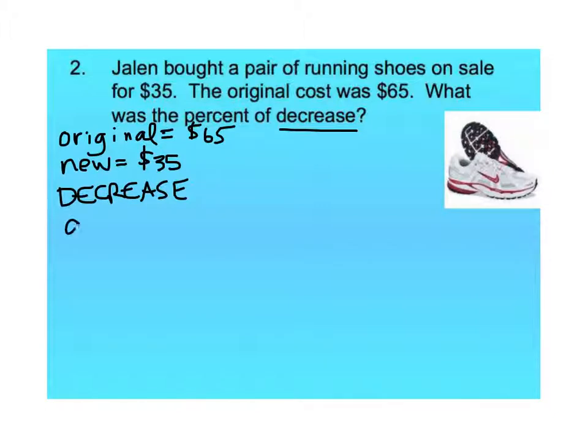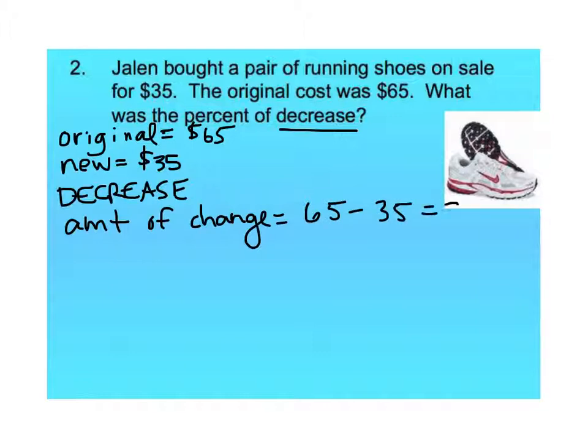So now I need the amount of change. And I know I probably did that slightly out of order, but it really truly doesn't matter, guys. So that's going to be original minus new. And that comes out to be 30. Now you write your proportion. Change over original equals percent over 100, solve.